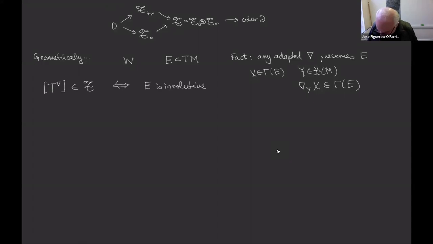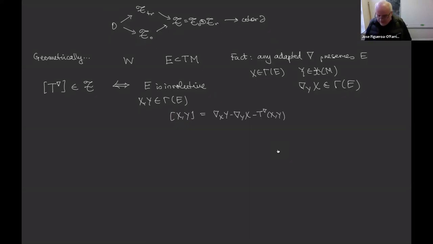In other words, if X and Y are sections of E, the Lie bracket of X and Y is also a section of E. So why is that? Well, that's easy to see. So this guy looks like what? This looks like nabla_X Y minus nabla_Y X, I guess, minus the torsion.